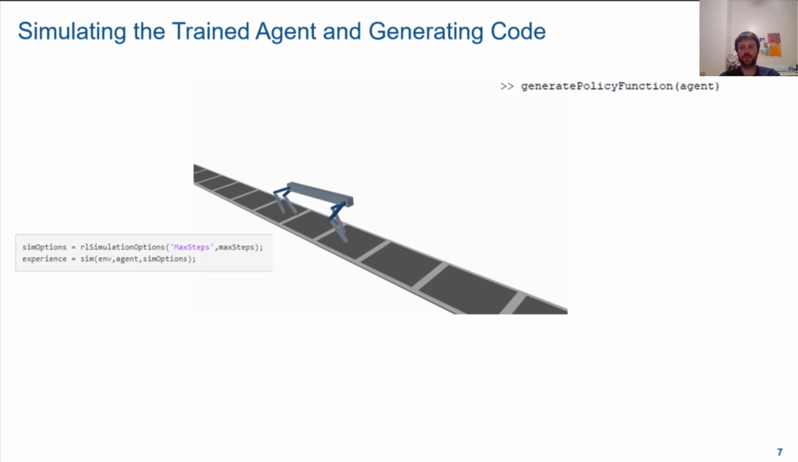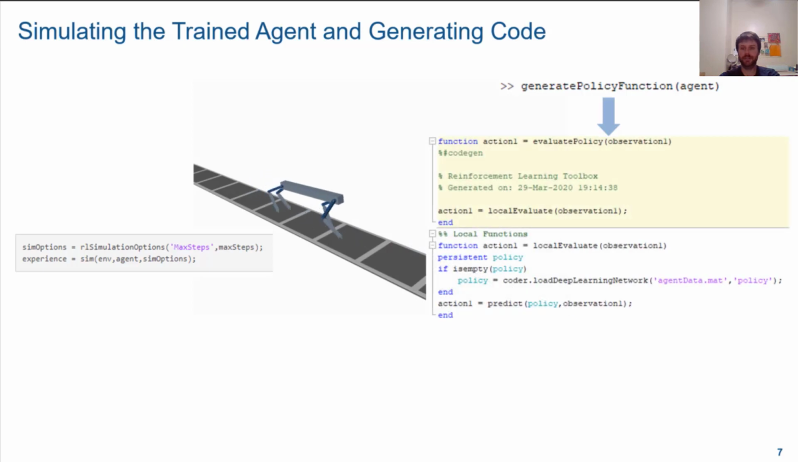Once we validate the performance of our trained agent, we can generate a MATLAB policy function ready for CUDA and C++ code generation with the MATLAB and GPU coder products.